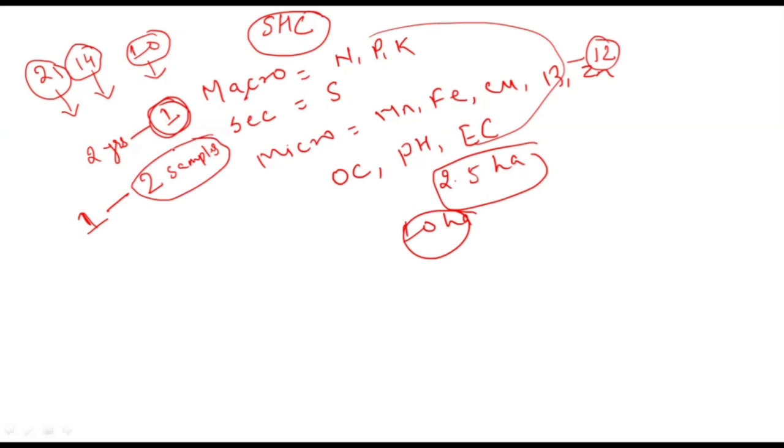Samples are generally collected at a depth of 15 to 20 centimeter, by cutting the soil in a V shape. These samples are collected from the 4 corners of the field and 1 center, means from 5 places. After this it is thoroughly mixed, a small sample is taken out from there, and that goes to the laboratory for testing. You have to remember that you have to avoid shaded places while sampling.